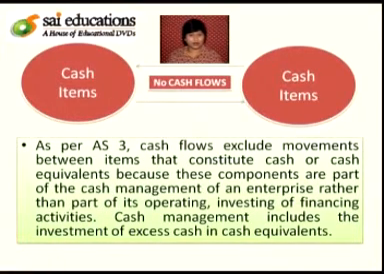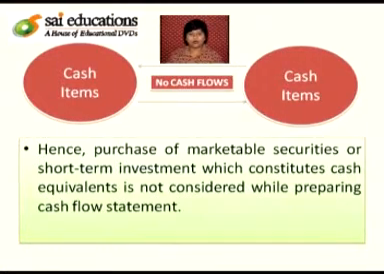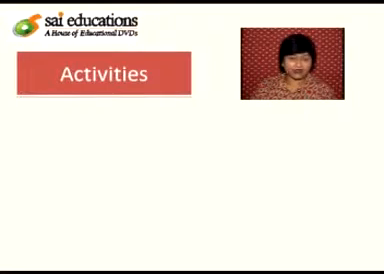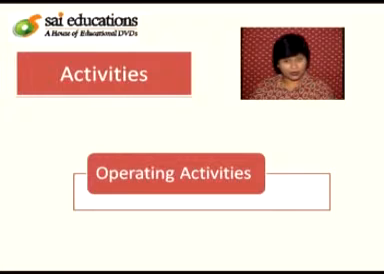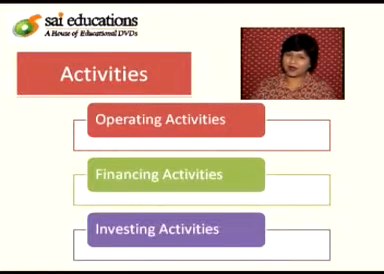But as per Accounting Standard 3, cash flows excludes any movement between the items that constitute cash and cash equivalents. For example, the purchase of marketable securities or the short-term investments, which constitute cash equivalents. But when we purchase them, we do not have to make any entry for it in the cash flow statement. So any movement from cash item to cash item will not be considered as a part of cash flow statement. As we have discussed earlier, three types of activities are considered: operating activities, financing activities, and investment activities. Let us understand all these activities one by one.